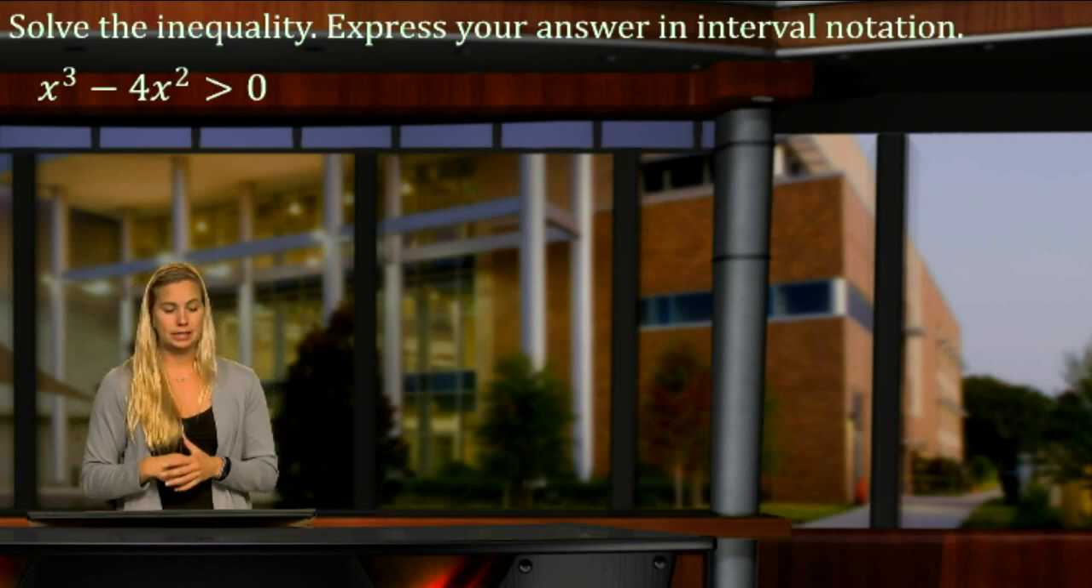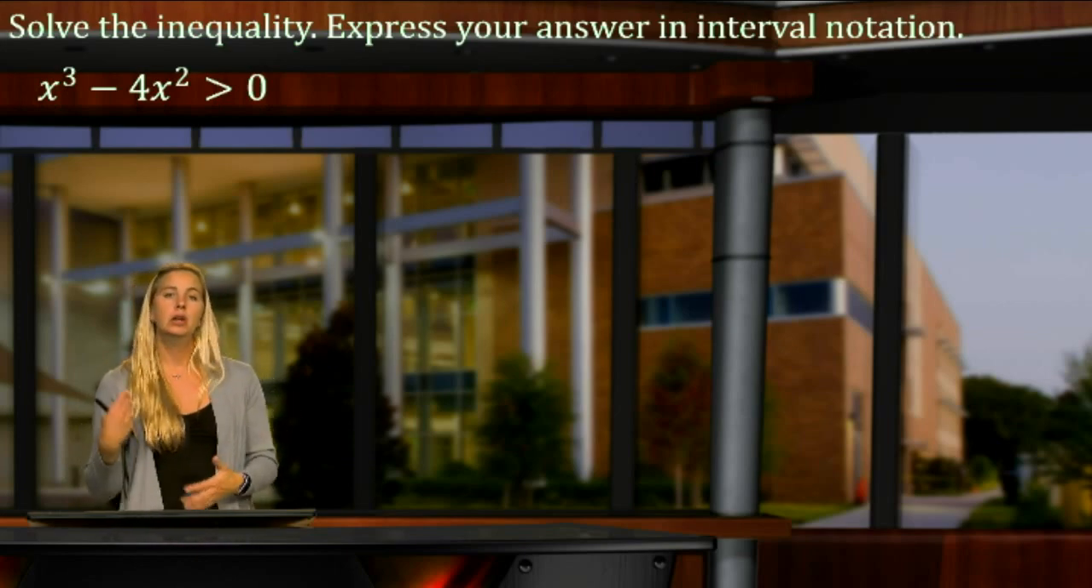x cubed minus 4x squared is greater than 0. So now we're shifting gears. We're no longer looking at absolute value. We're going to start looking at polynomial and then eventually rational inequalities. For our polynomial inequalities, we saw these in our first lecture video.